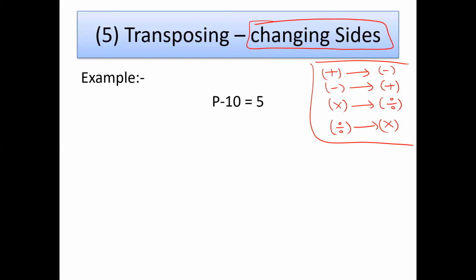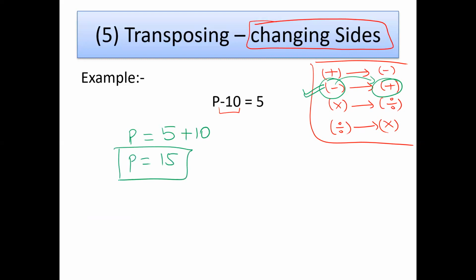We have p minus 10 is equals to 5. We have to find the value of p, and in LHS what are we observing, that we have minus 10. साइन हमारे पास कौन सा आ रहा है 10 के साथ, we are getting a sign of minus. That means minus को if we transpose it to the other side, it will become plus. That means p is equals to 5, and this minus 10 will become here plus 10. Therefore we get the value of p as 15.